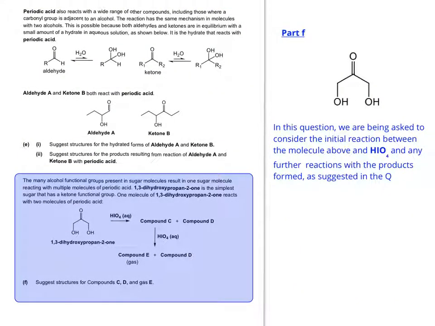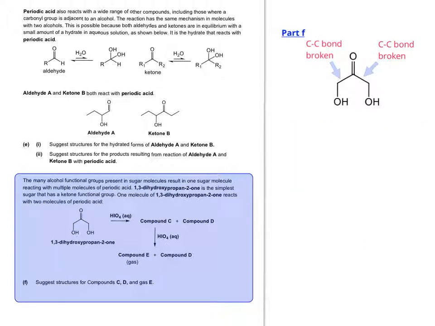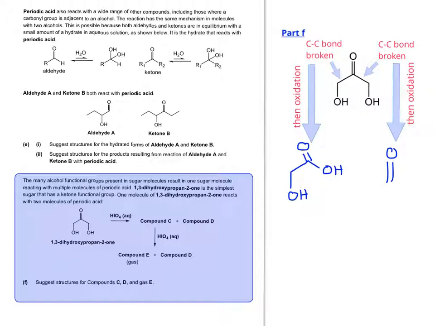So in this question they want us to consider 1,3-dihydroxypropan-2-one and its reaction with HIO4, which is one of the periodic acids that we looked at earlier. When periodic acid reacts with this, hopefully you'll be able to work out that the first thing that will happen is the periodic acid will break those two bonds. Remember, it's a breaking of a C bond and then oxidation of what's left. That gives us those two products, compound C and compound D.